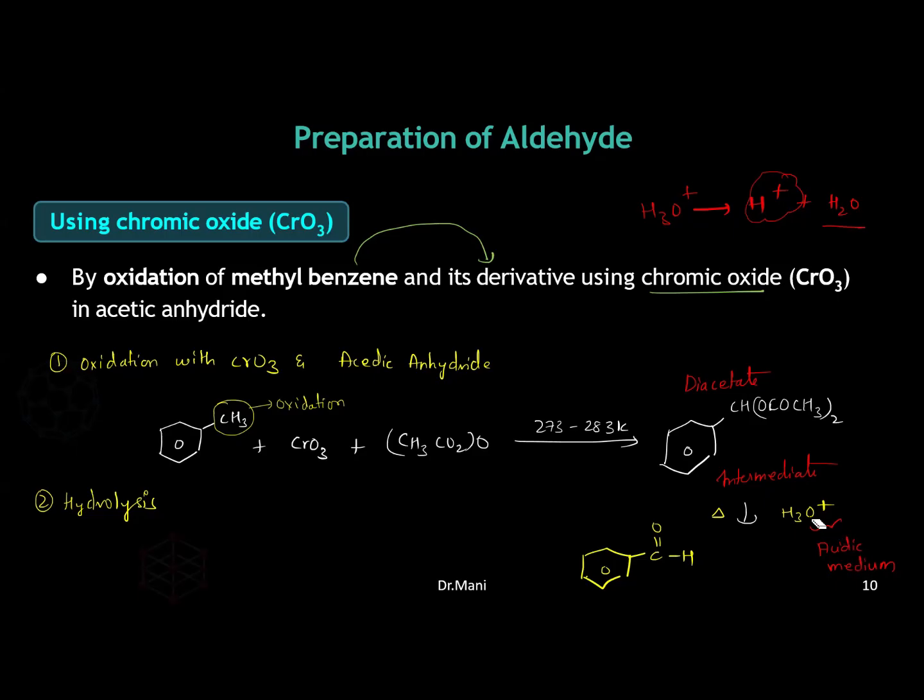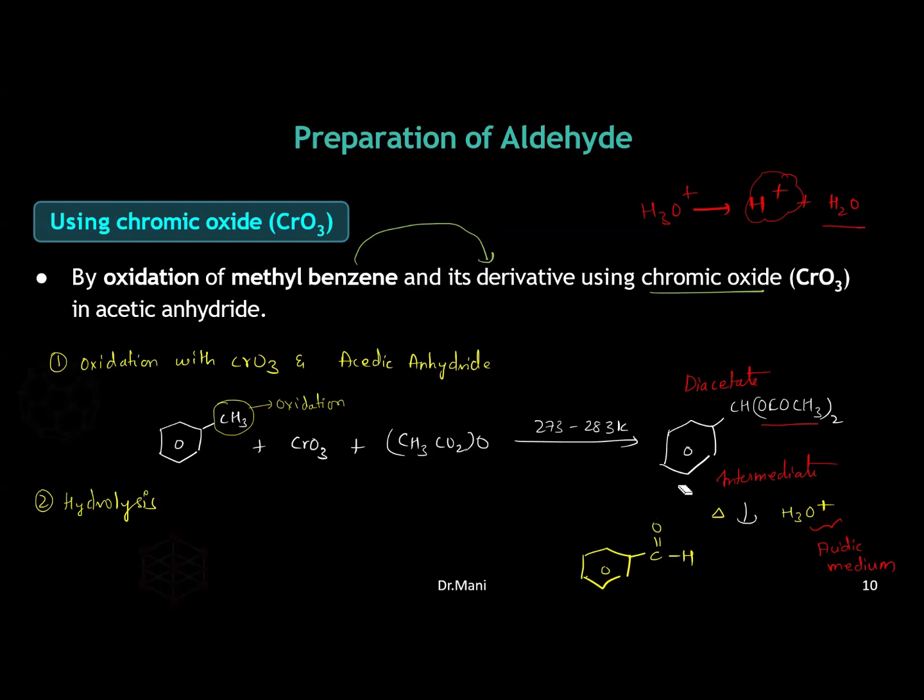Because of this acidic medium, whatever acetate is there will be removed and converted into the aldehyde. You just remove this part and put the hydrogen here. Whatever proton is donated will attach here. That's how it will be converted. I didn't explain in detail, but somehow it will happen that way.